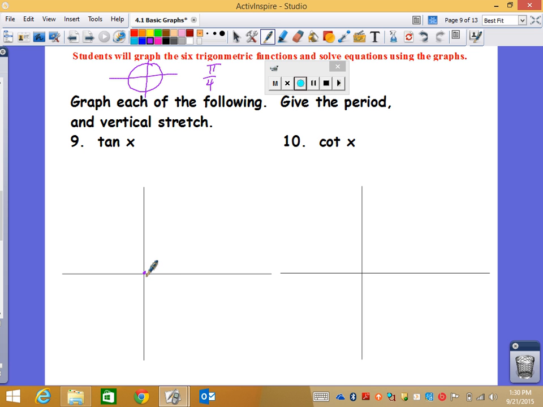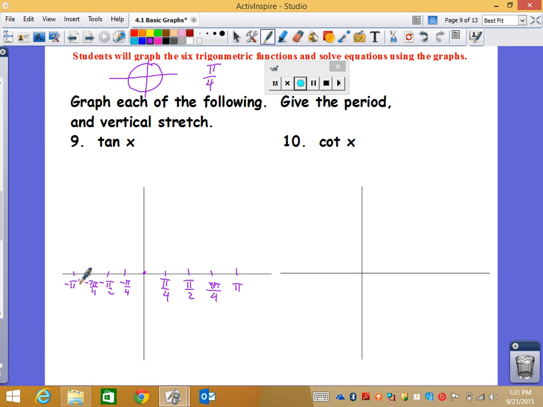Starting at 0, my first key point is going to be pi over 4. My second key point is pi over 2. My third key point is 3 pi over 4, sorry. Very different numbers. And then at pi. That's 1 full period to the right. And I can do the same thing backwards. I can go negative pi over 4, negative pi over 2, negative 3 pi over 4, and then negative pi.